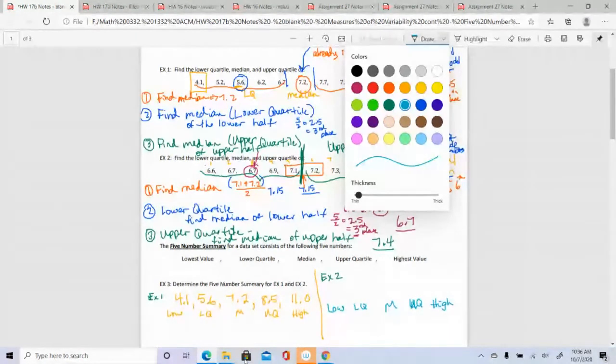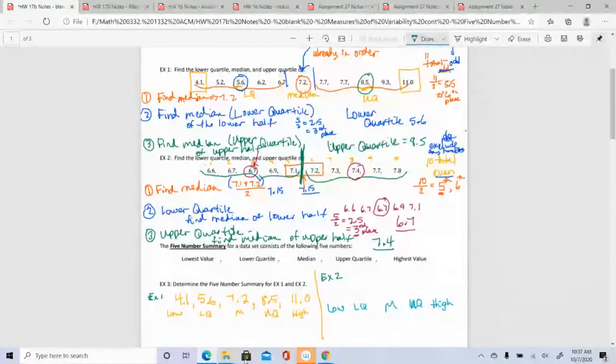Okay, so somebody tell me what you got for the lowest value for example 2. What did y'all get for your low value? Well, remember we put them in... I'm sorry, what? The very lowest one? The smallest number? 6.6. Yeah. Good. Okay, 6.6.